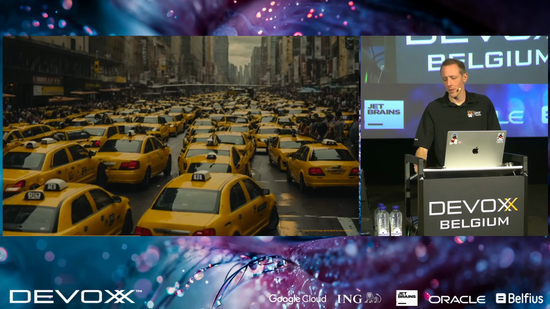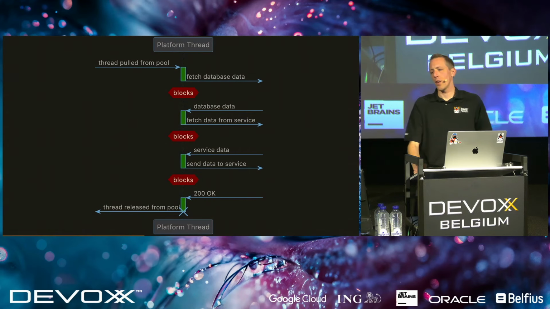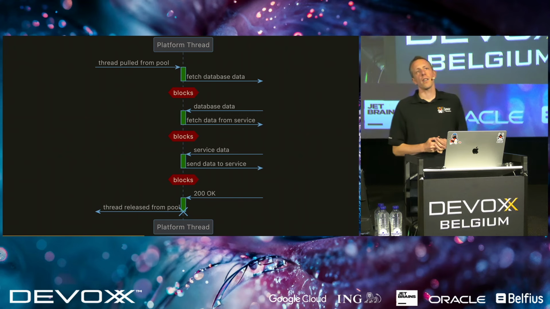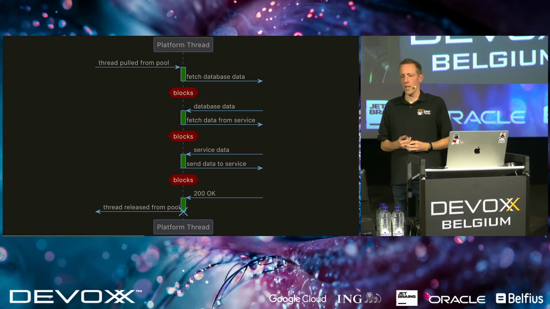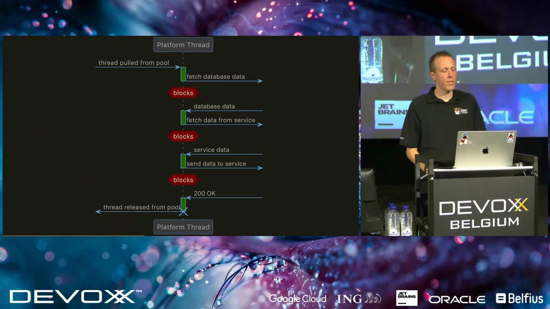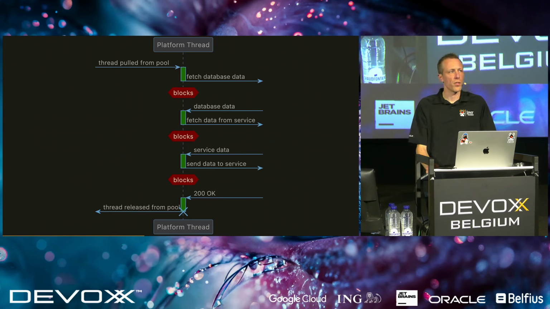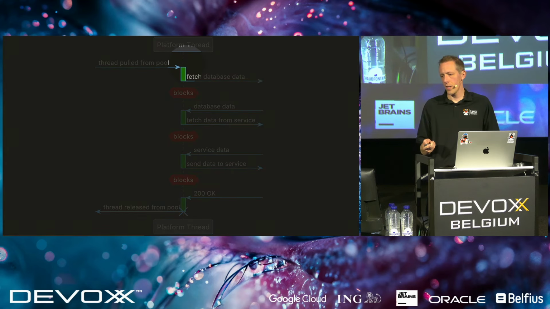But I think you get the picture. If you put this in a sequence diagram, I think it becomes clear what the added benefit of virtual threads actually is. So I have come up with a scenario here. Let's say we have to fetch some database data.